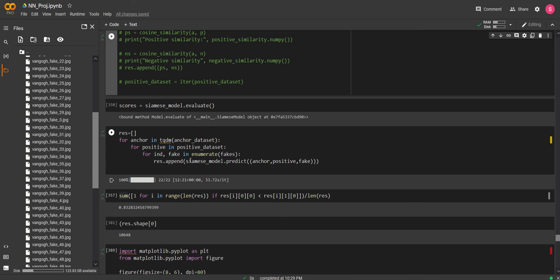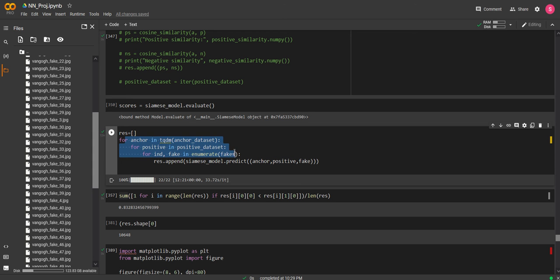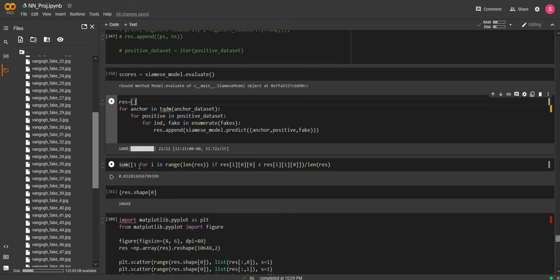We call model.predict, and we pass a tuple of this form: anchor, positive, fake, and we do this for every possible combination, which is 22 to the power of 3, which is 10,648. We could try it with all possible combinations, but it would take a long time, and it would be more representative. Finally, this is how we calculate how well the model performed.